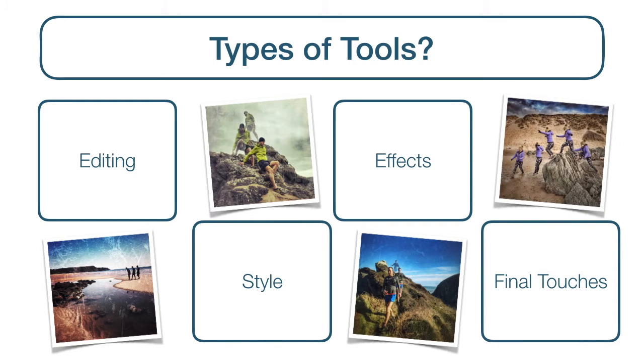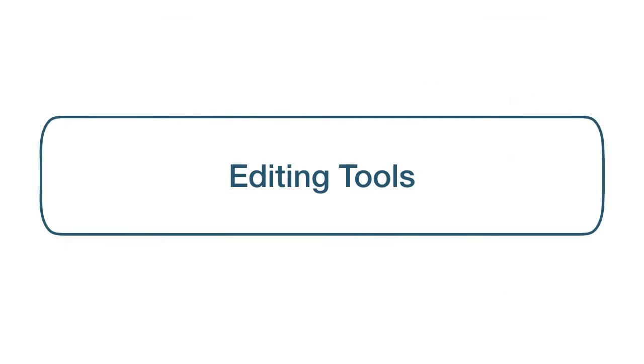And Group 4 is final touches. Tools which add a frame or text directly to your image and can add a whole other dimension to your photos. So now you know the different types of tools available to you, we can go ahead and start using them. Starting off with the editing tools that I use most often.